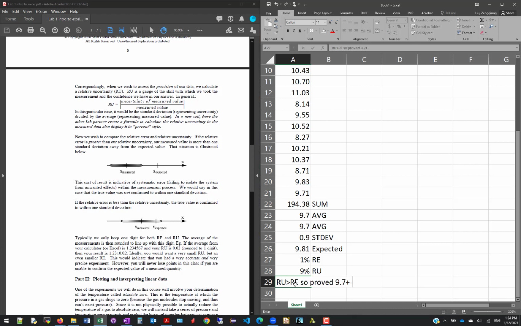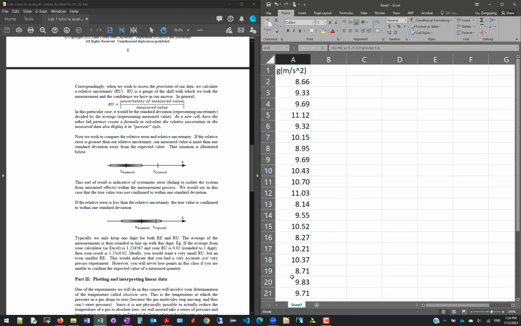9.7 plus or minus 0.9. Actually, let's see, I can't really quote another digit. The 9.8 is good enough because my uncertainty is high enough. So that is everything here for part 1.